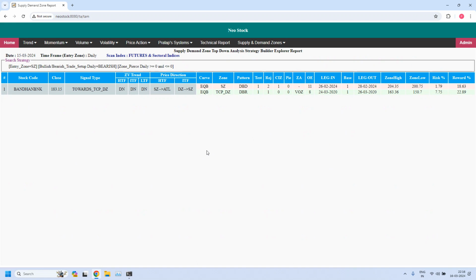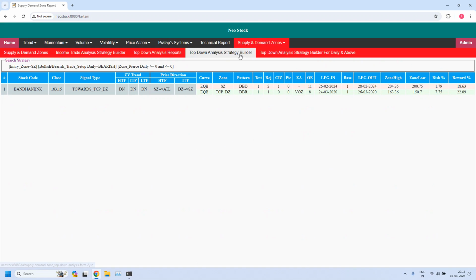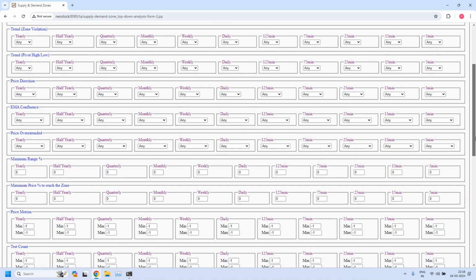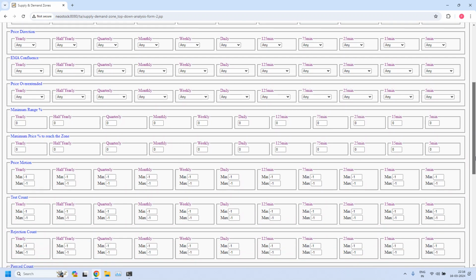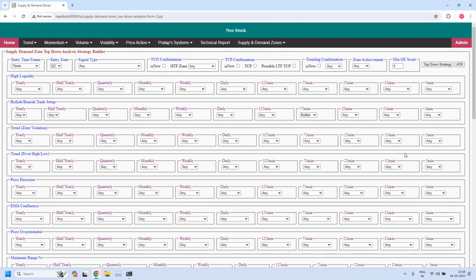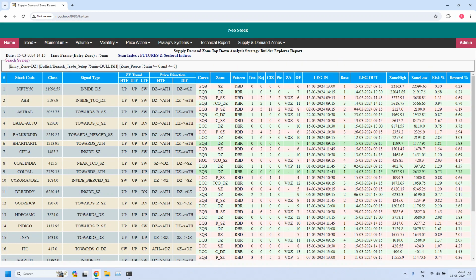Now let us generate the bullish trade setup for the weekly income trade. For the weekly income trade, your entry time frame should be 75 minutes. Entry zone should be demand zone. In the bullish or bearish trade setup parameter, for 75 minutes, I am selecting bullish. And I don't want pierced zones, so I want to set the pierced count for 75 minutes. The minimum value 0, maximum value 0 indicates the zone is not pierced. Now let me filter.